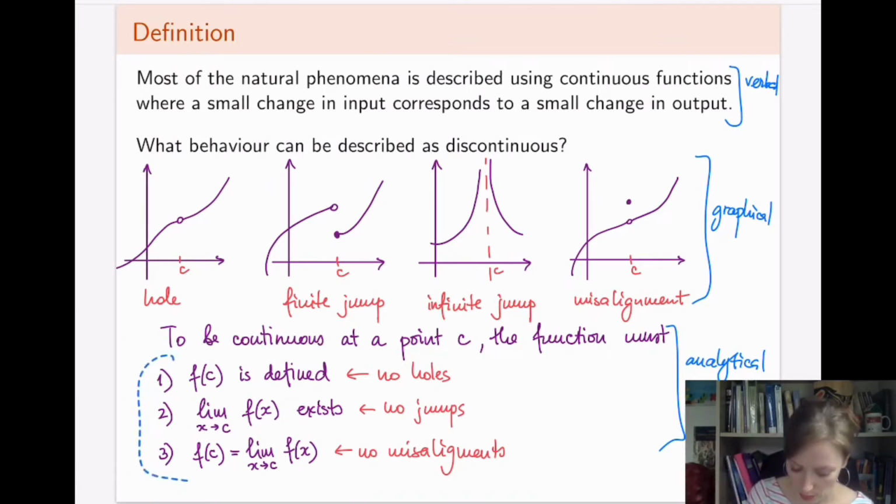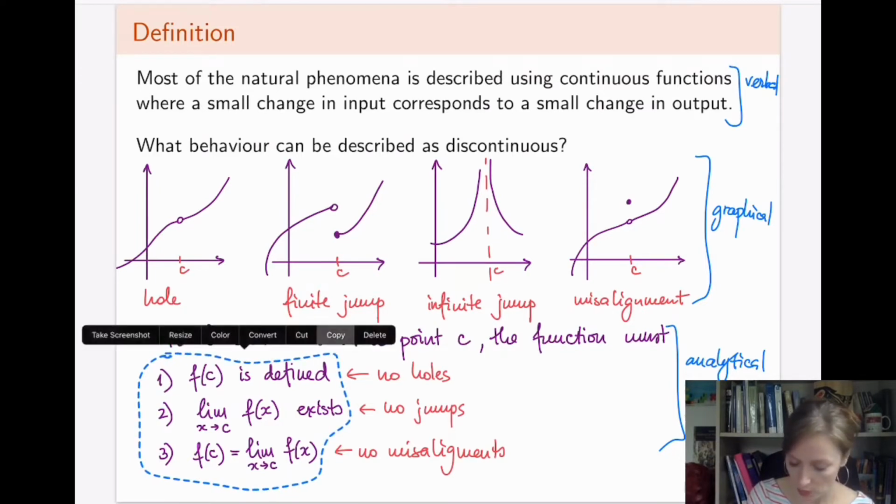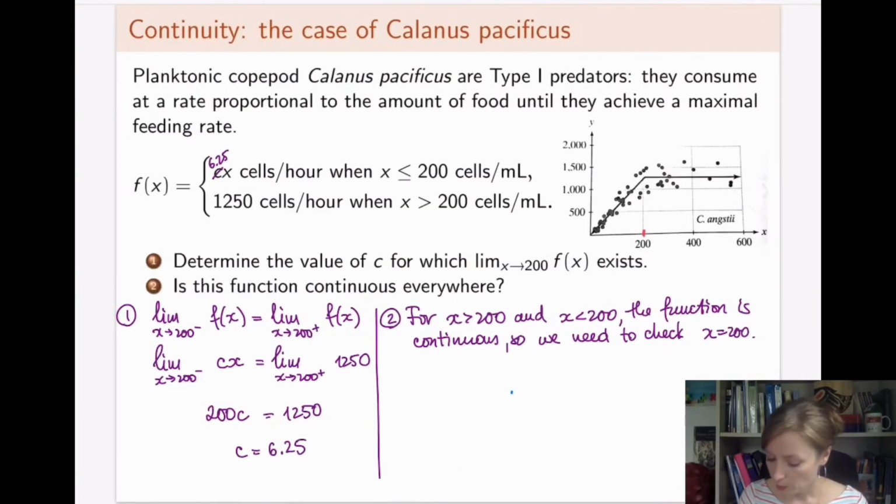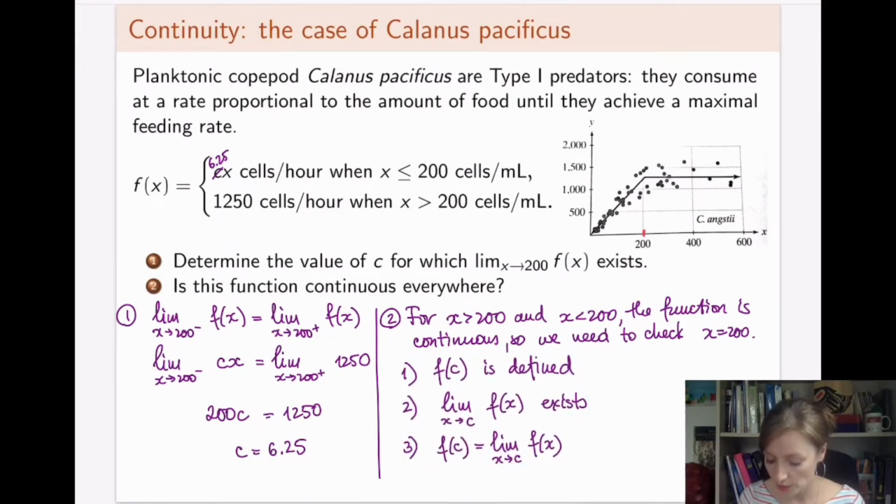Okay? So let me make use of being able to copy things and put them here. These are always the things that you are going to actually check for when you're checking for continuity. Except I'm not checking at some point c, I'm checking at a very particular point, and that is 200. Okay, so I'm going to replace all of my occurrences of c by 200. And now I have to go through and see if these work. If one of them fails, that means the function is not continuous. But if they all work out, it means the function is continuous at the point.